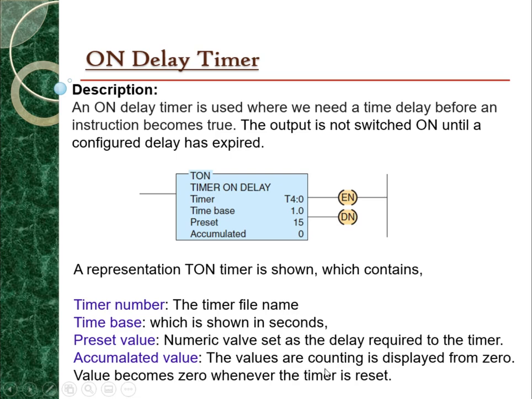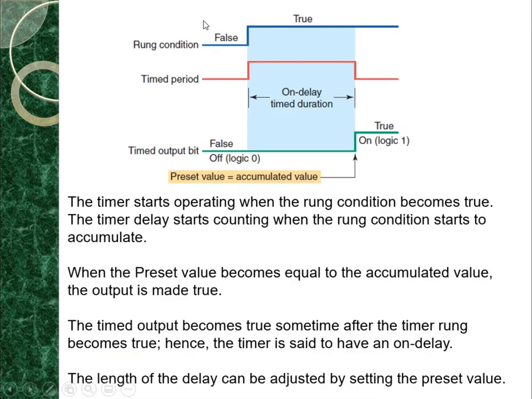So these values are counting. It is displayed from zero, and then the value becomes zero whenever the timer is equivalent to the value in the preset value. Let us see the timing diagram of the on delay timer. So when the run condition here becomes true, the timer will start counting.